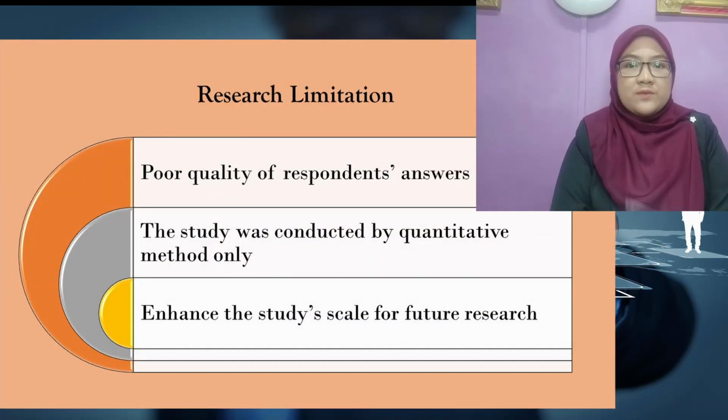Next, research limitation. The first limitation of this research is the poor quality of respondents' answers. Our findings tend to be insignificant due to the poor quality of the respondents' answers, as there is no big difference in the answers between strongly agree and strongly disagree based on the questionnaire given. However, most past researchers claim that these three factors, which are personality, family, and peers, showed significant results towards influencing career choice.